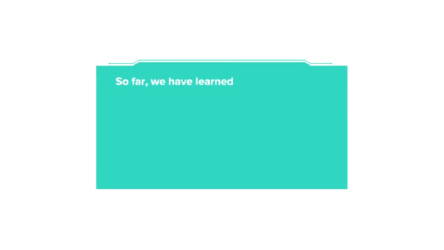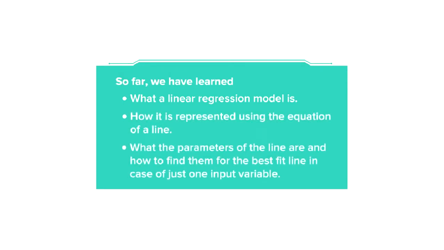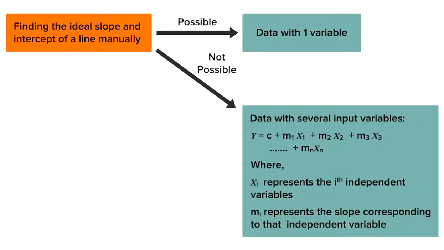So far we have learned what a linear regression model is, how it is prepared using the equation of a line, what the parameters of the line are, and how to find them for the best fit line in case of just one input variable. Now, towards the end of the previous topic, we mentioned that the manual approach we took to find the parameters of the best fit line in case of a single input variable would not work well in case of multiple input variables. And we would need to use the gradient descent algorithm in case of a line in n-dimensional space.